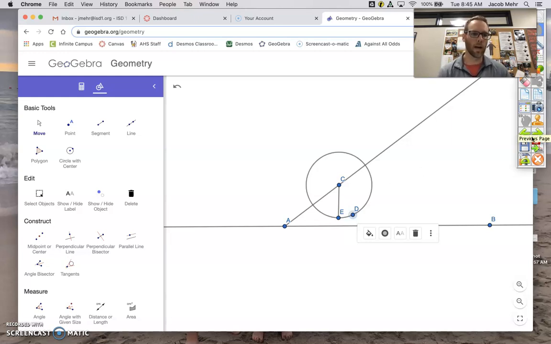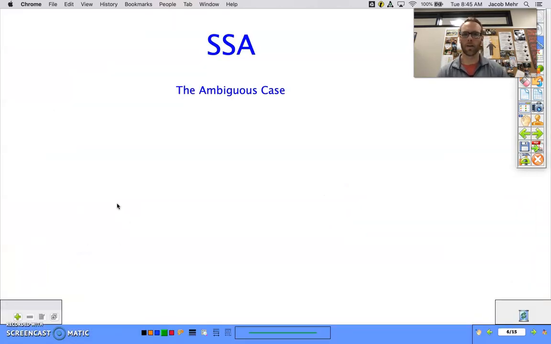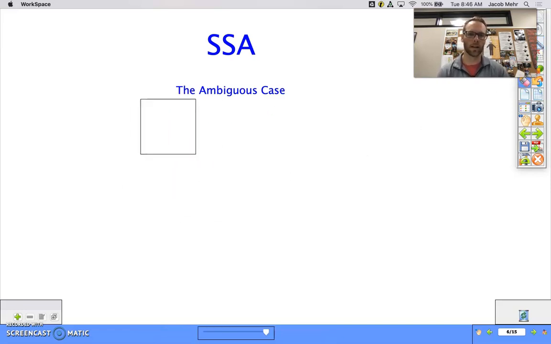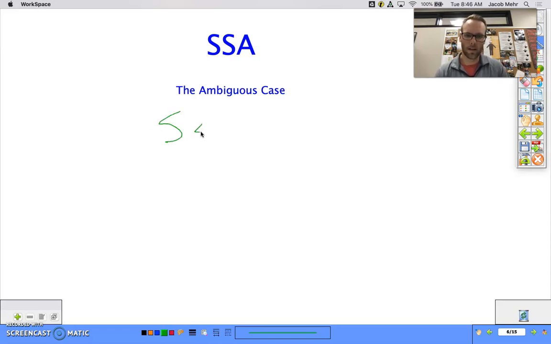Okay. So what I call these is big side, little side, angle. I use a big S for big side, a little s for little side, and A for angle, obviously. And those are some goofy looking S's. Let me see if I can draw that again. Big side, little side, angle. Or we could have little side, big side, angle.